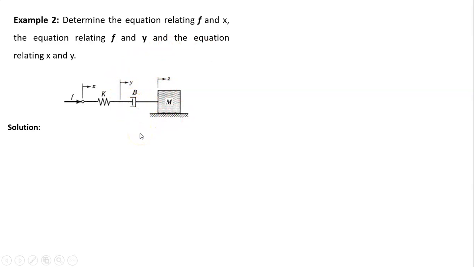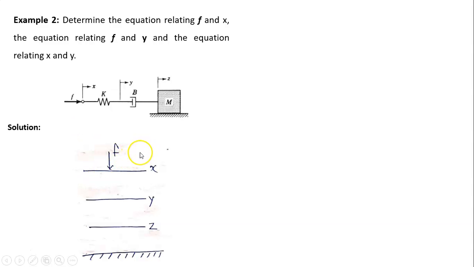Therefore, what is our first step in grounded chair representation? We have to see how many coordinates are there, and we have to show the force F acting at the top, that is acting at x coordinate. Therefore, this is our first step in grounded chair representation. Draw the 4 lines. First line indicating x coordinate, second line indicating y coordinate, third line indicating z coordinate, and last line indicating ground as the coordinate. And since in this diagram force F is acting at x coordinate, therefore here you have to show force F acting at x coordinate.